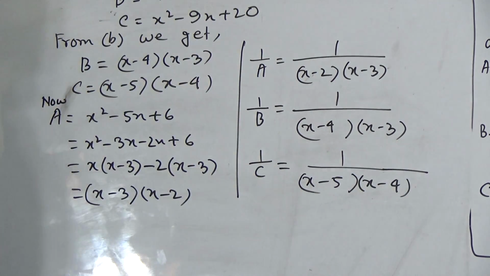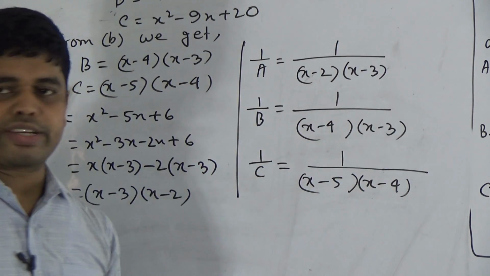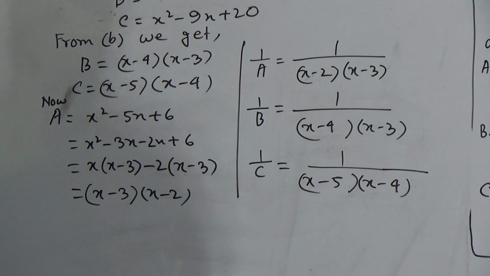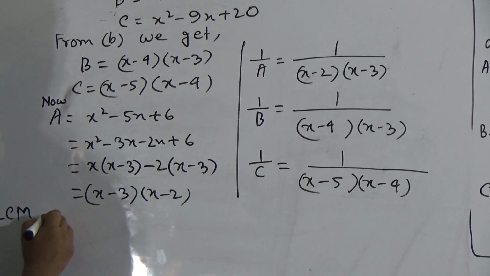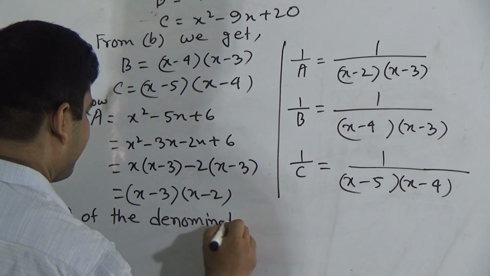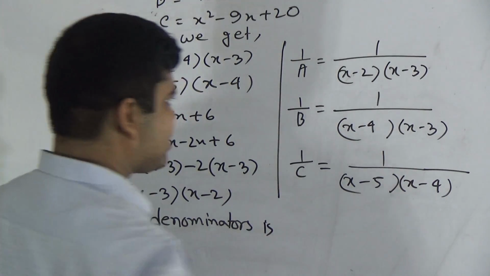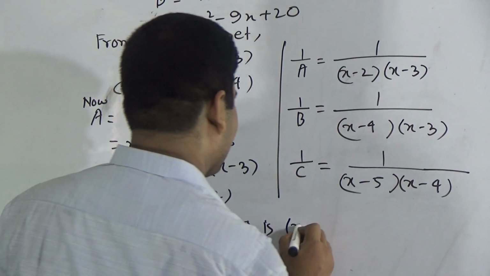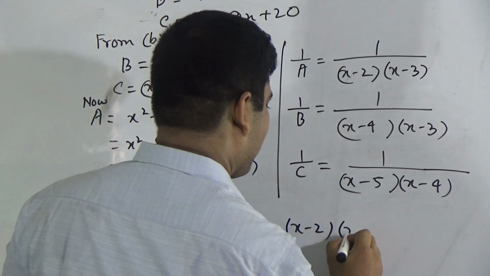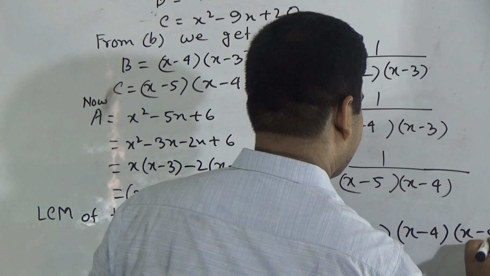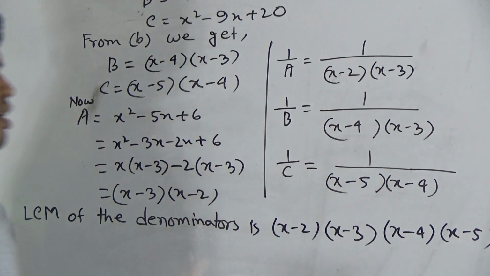So now we convert these fractions into fractions with common denominator. In order to find that, at first we need to find out the LCM of these denominators. So the LCM of the denominators is, what is this? Common and uncommon terms all. x minus 2, so we write x minus 2 first. Then x minus 3, we take one x minus 3. Then x minus 4, we take one x minus 4 and x minus 5. This is the LCM of these three denominators.